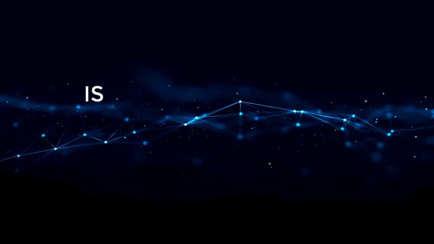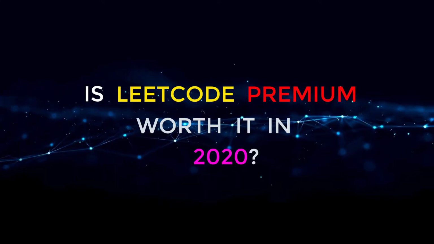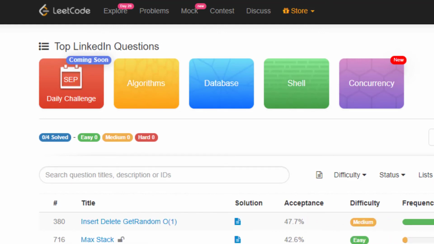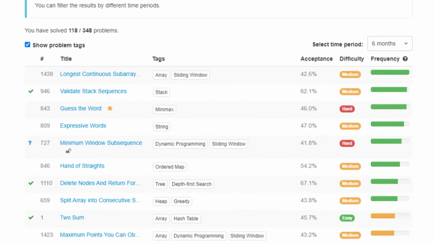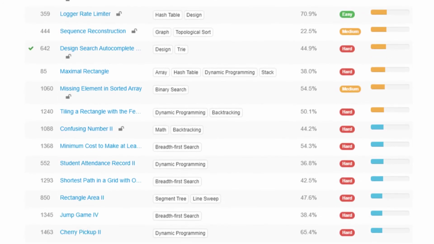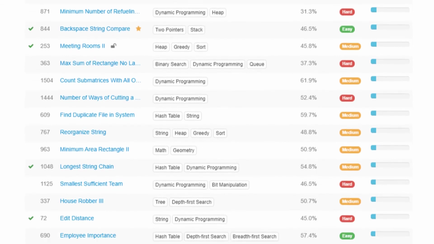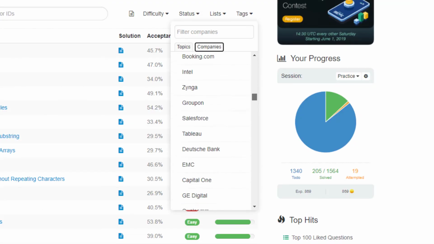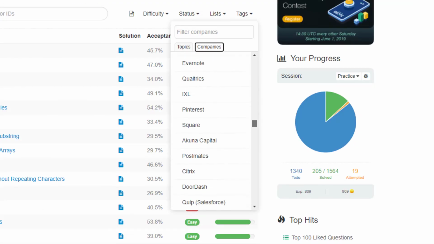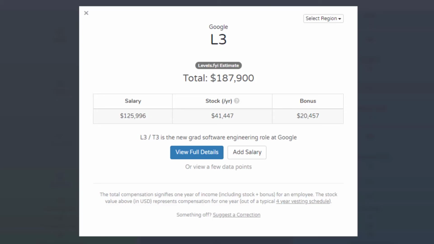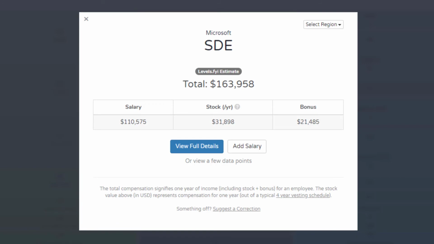So overall, is LeetCode Premium worth it in 2020? I would say it's only worth it if you're planning to go to a big tech company, because then you can prepare for that specific company by looking up all of the questions that are asked by them. In addition to that, you'll be able to view problems that have been asked by that company within the past 0 to 6 months. The $159 per year price is negligible to what you would get in return if you got an offer from one of these big tech companies.